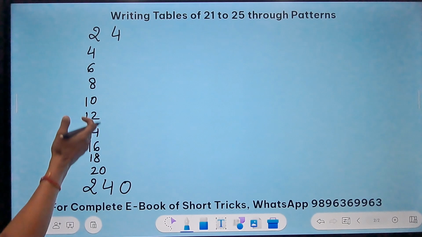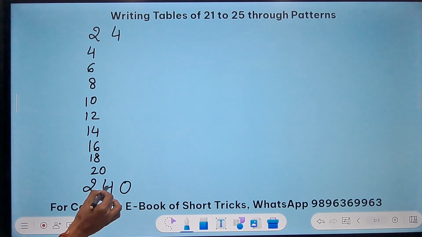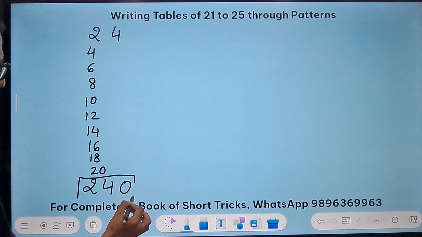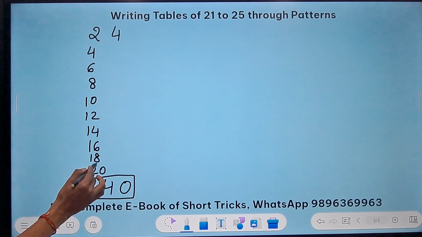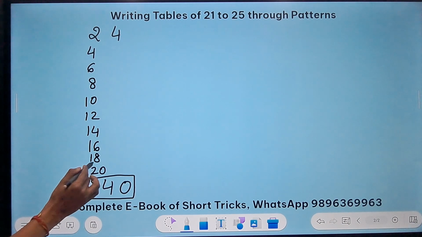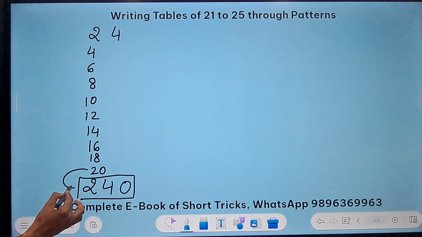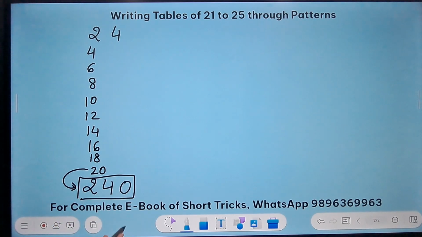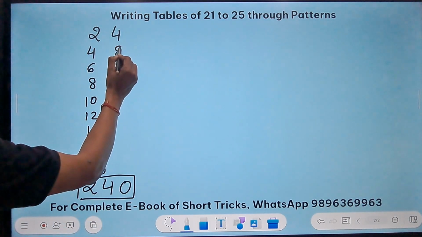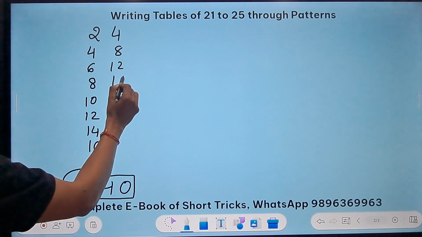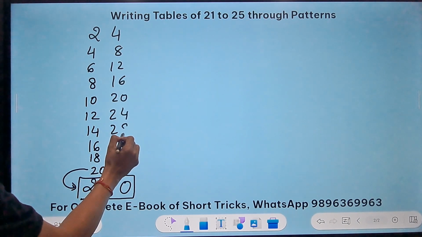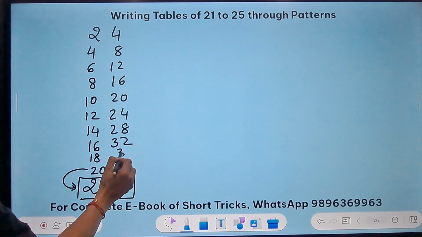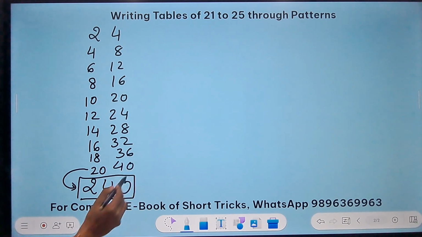So in case of this, it has to be 22, right? I am writing 240 directly because this will be obtained automatically. So I went only up to 20. Now this 20 will relate to 240 directly. Now 4, 8, 12, 16, 20, 24, 28, 32, 36, 40, right?